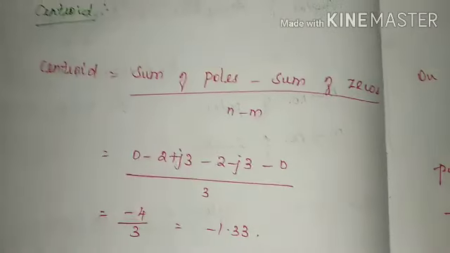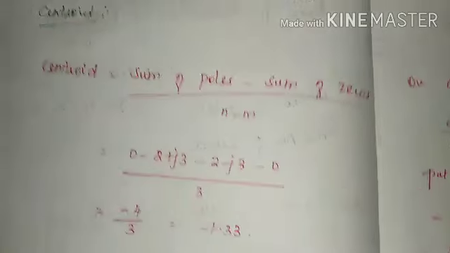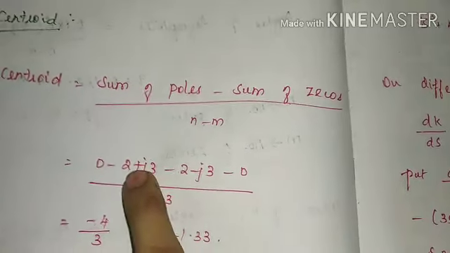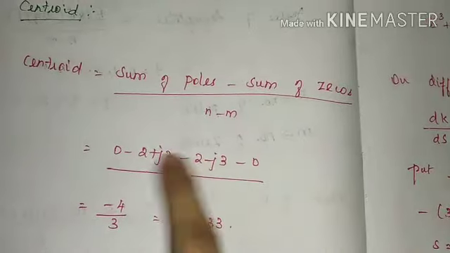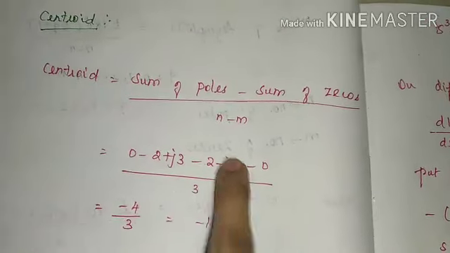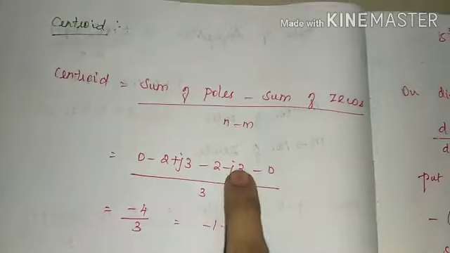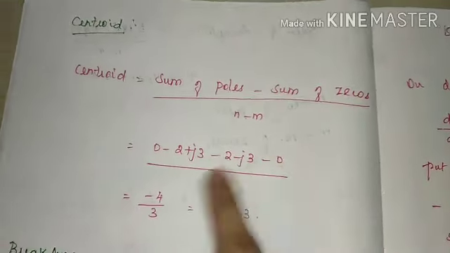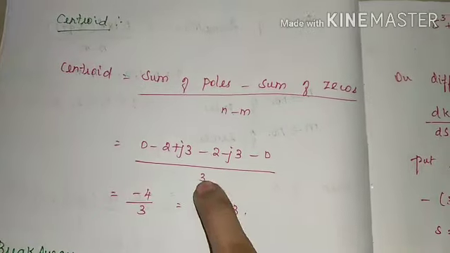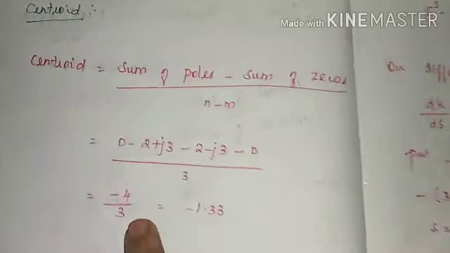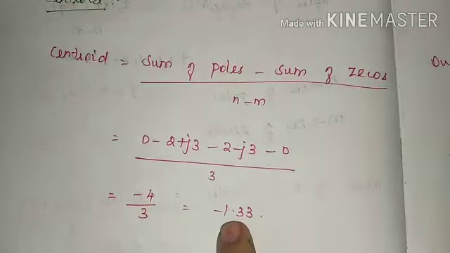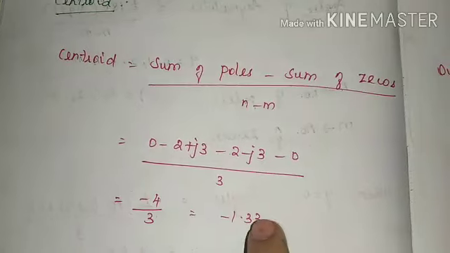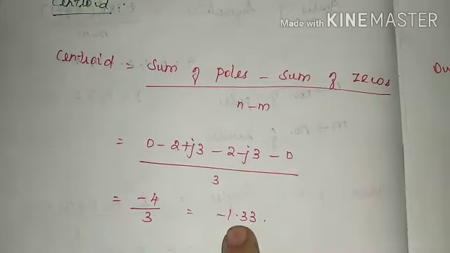So sum of poles, in the sense we have to add all the values of poles. Here 0, minus 2 plus j3 and minus 2 minus j3 are these poles, right? So I just added them up, and the zeros value is 0. So minus of 0, divided by this n minus m value, which is 3. So our final value is minus 4 by 3, which is equal to minus 1.33. So the value of centroid for the given transfer function is minus 1.33.